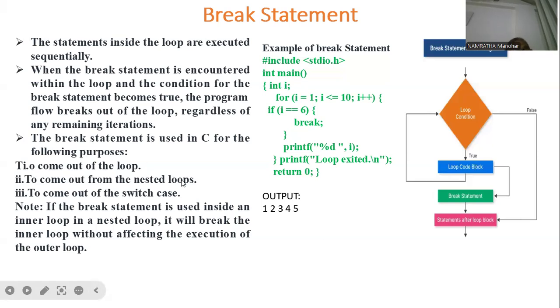Following this, control comes out of the loop. I've explained this to you in the switch case. Note that in a nested loop, it will break the inner loop. So this is the condition. Now, what is the syntax of the break statement?